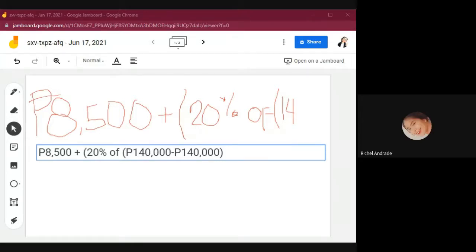The tax rate is 5% to 32%, ma'am. Corporate tax rate 30% and sales tax rate 12%.